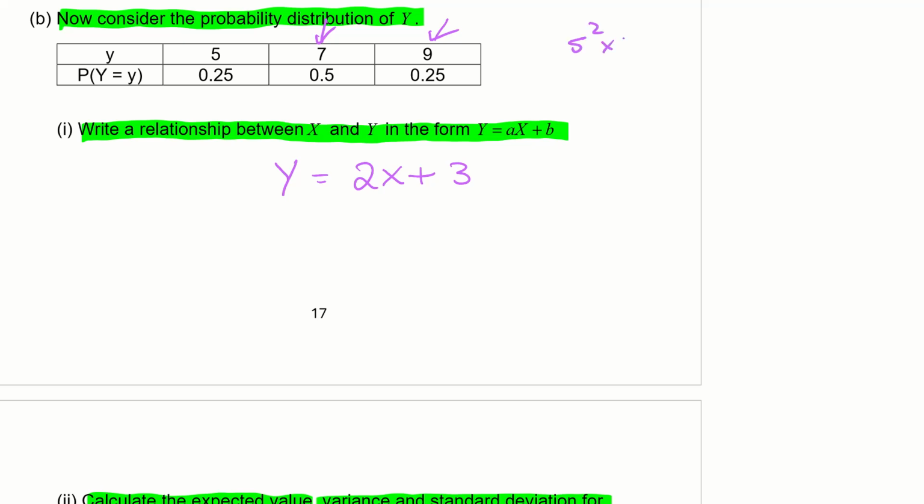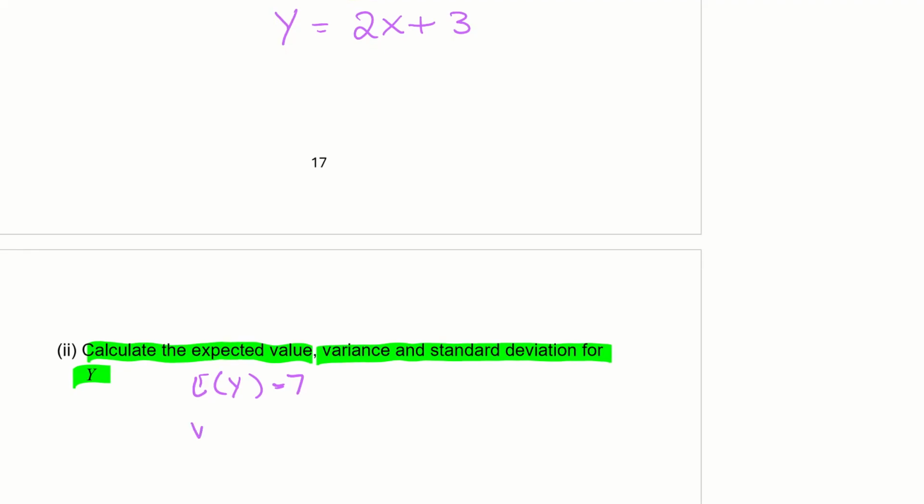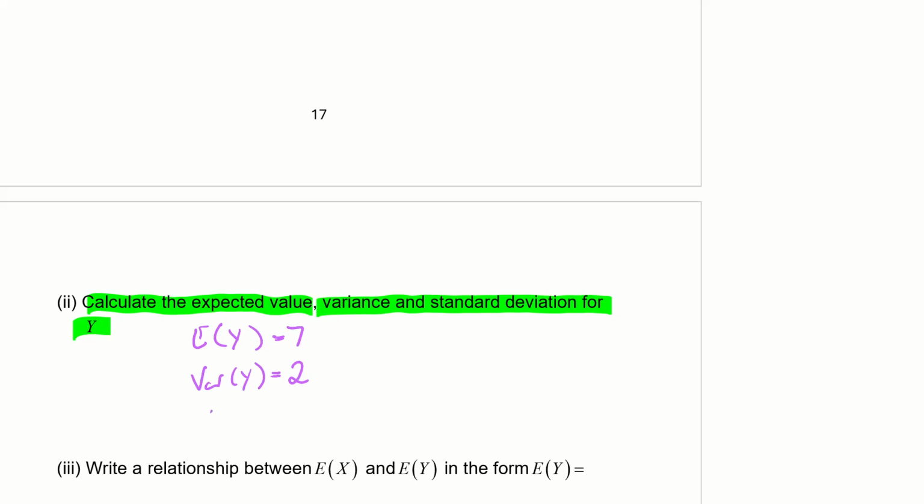So we've got 5 squared times 0.25. And then we'll add that to 7 squared times 0.5. Add that to 9 squared times 0.25. And take away 7 squared. And if we do that, we'll find that the variance of y is equal to 2. And that makes the standard deviation of y equal to 1.414, the square root of 2. I've given that to 3 decimal places.